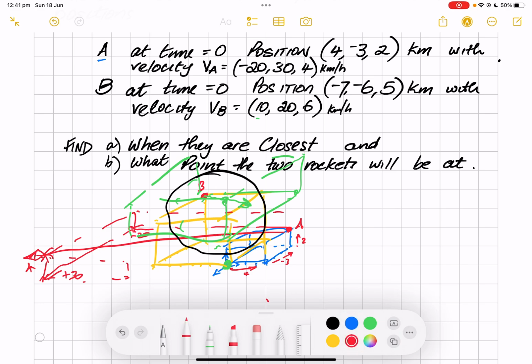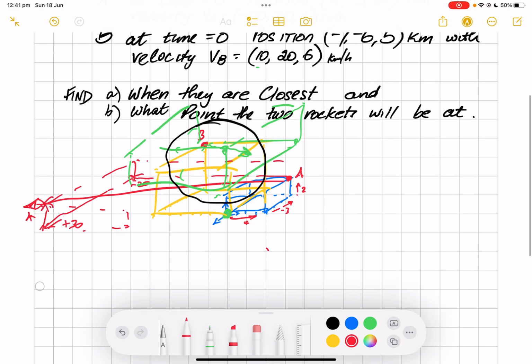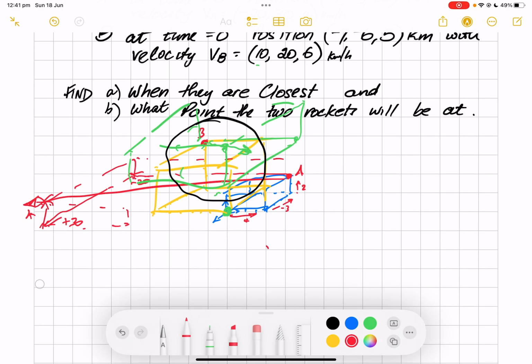because A's shooting off up here, B's shooting off up in that direction. Now, what we're going to do to solve this is I'm going to make B's reference still. Let's pretend that B is staying still. That means we're going to look at how A moves relative to B. So in mathematics, that is how A moves relative to B.